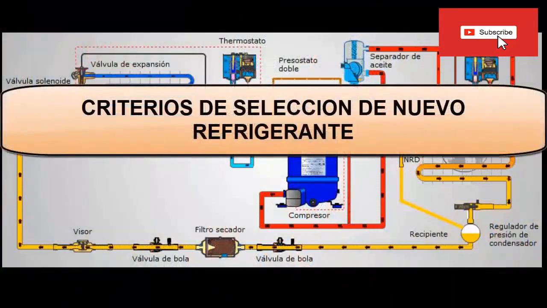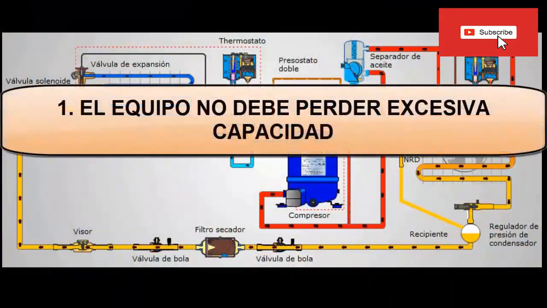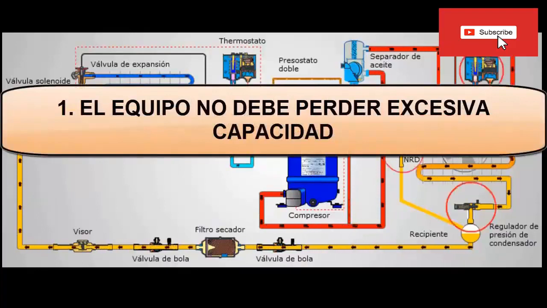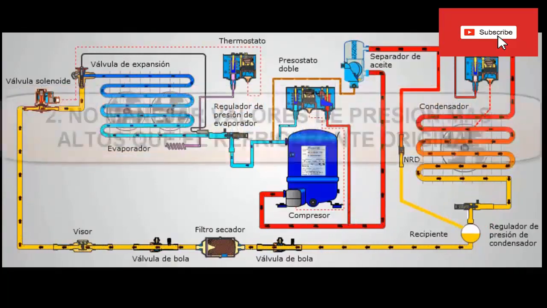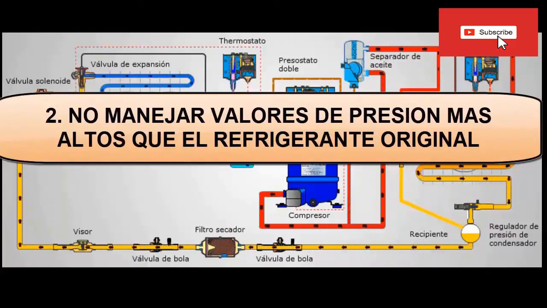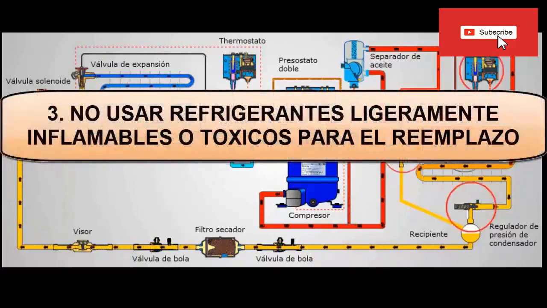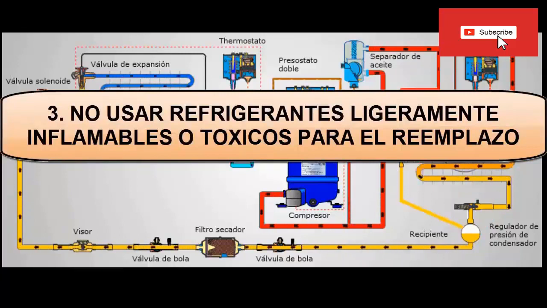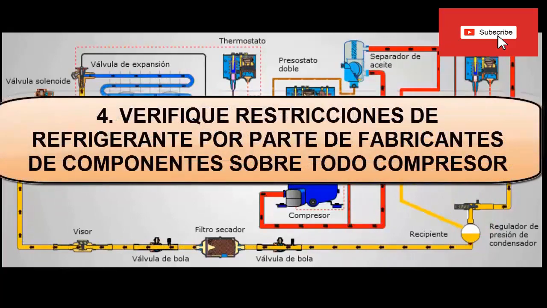Some criteria to consider when choosing a new refrigerant are: 1. The new capacity of the equipment, with the new refrigerant, must not be substantially less than with the original refrigerant. 2. The pressure level with the new refrigerant should not be substantially higher. 3. Mildly flammable refrigerants, flammables, and highly toxic refrigerants are not suitable for substitution in existing systems. 4. Check with the supplier of the components, especially the compressors, to ensure reliable operation.